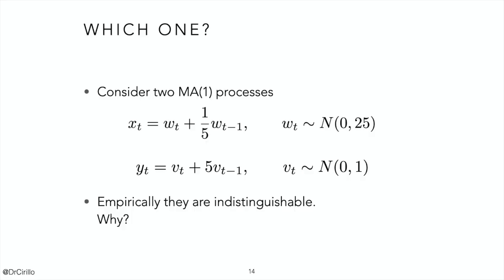Moving average processes are extremely useful, they can be extremely powerful, but they can also be quite tricky. I want to show you that with just a simple example. Consider the two processes you see on your screen. These processes are both moving average processes of order 1. But they are different because we see that in one process, the process xt, Wt is normally distributed with mean 0 and variance 25, while in the second one we have that Vt is normally distributed with mean 0 and variance 1. Now the point is that from an empirical point of view, these two processes cannot be distinguished. It's impossible to distinguish them.